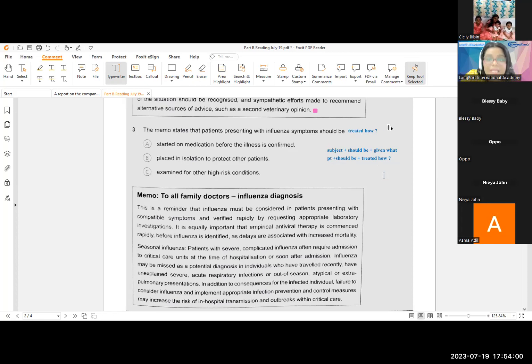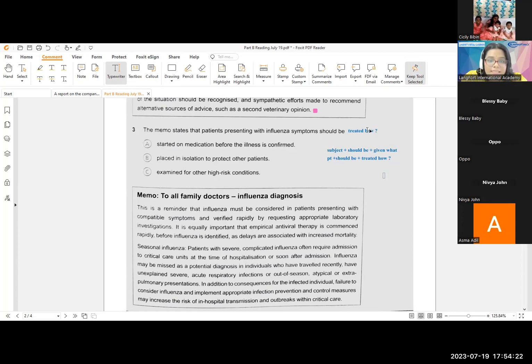All of you, last week we discussed "should", not "should be". We are adding the "should be". B is already in the question. So we have a subject here. The subject is patient. So I used "treated" and "how". So we need to figure out how should the patients presenting with influenza symptoms be treated.